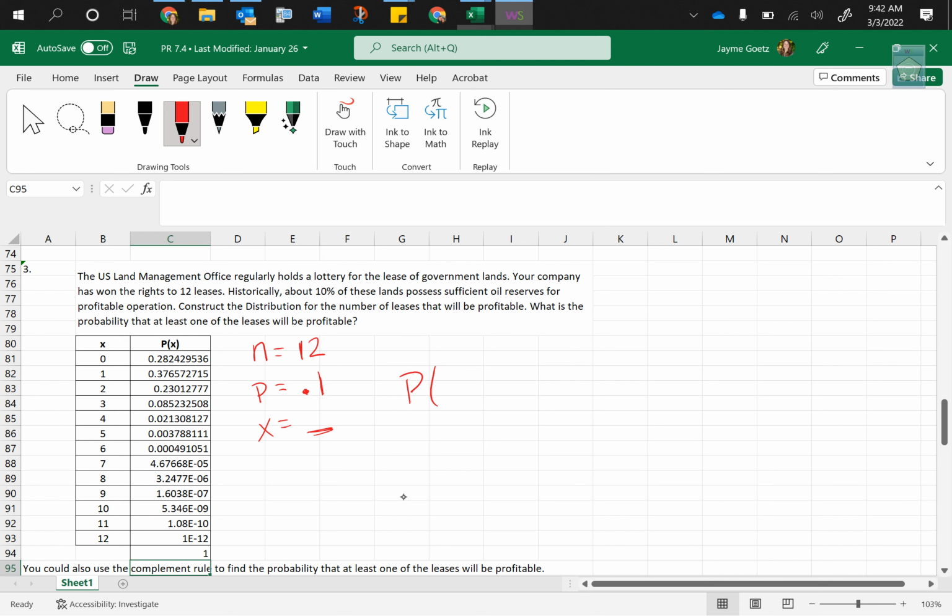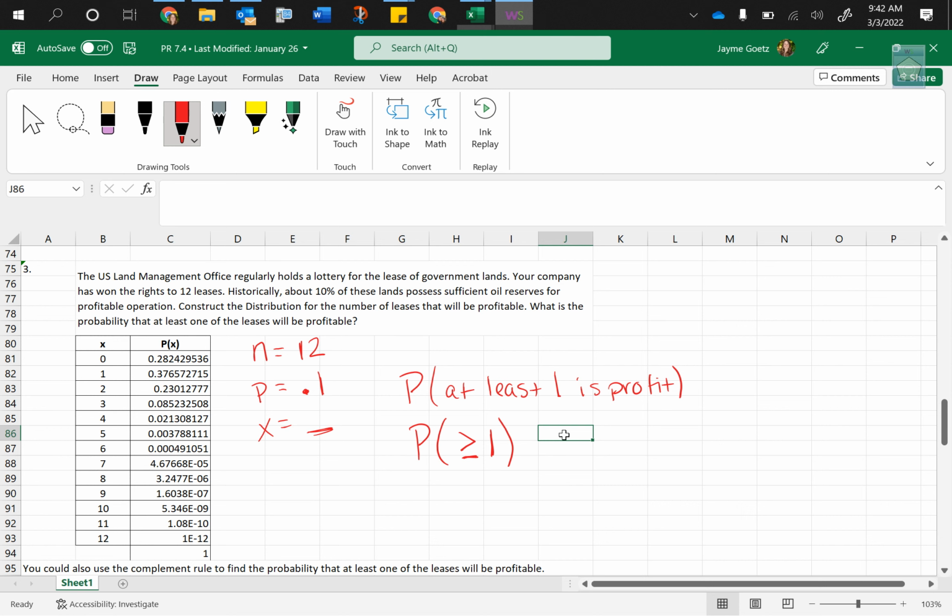1 is profitable, right? Okay? At least is a phrase that means which symbol? Greater than or equal to 1. So we're really finding the probability that it is greater than or equal to 1. Okay?